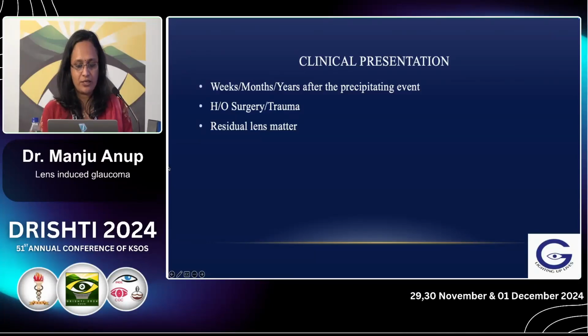On examination, there will be conjunctival congestion, epithelial edema, and cells and flare in the anterior chamber, and you will be able to see the cortical lens matter in the anterior chamber. Intraocular pressure will be elevated. There can be peripheral anterior synechiae or posterior synechiae, and the angles are usually open.